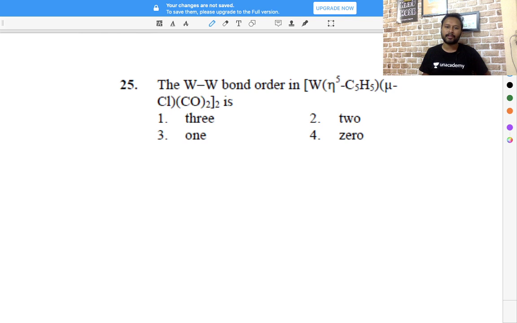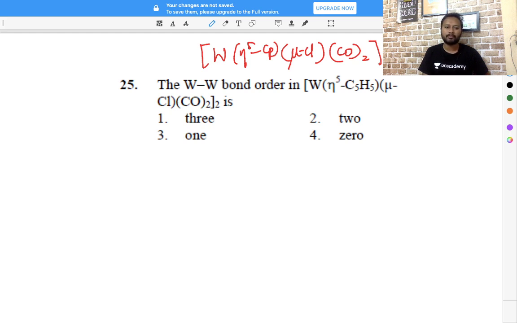Over here it says that the complex given to you is tungsten with eta 5 Cp. It's C5H5, that means eta 5 Cp. You have mu Cl, that means a bridging chloride is there. Then you have CO, that means carbonyl ligands, two of them, and the whole thing twice. You have to tell how many tungsten bonds are there.